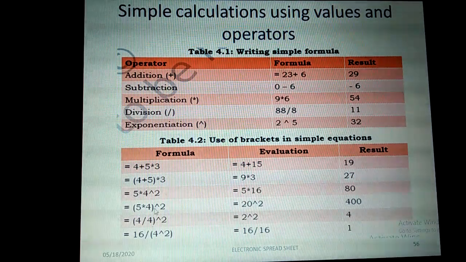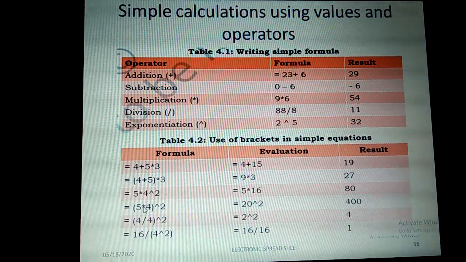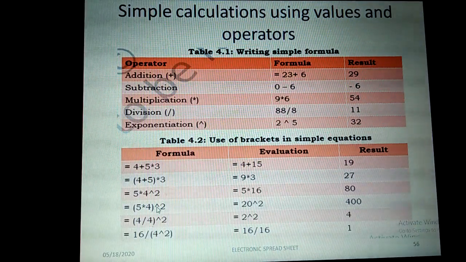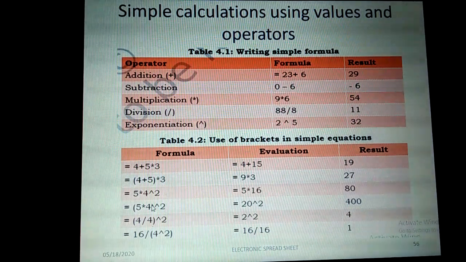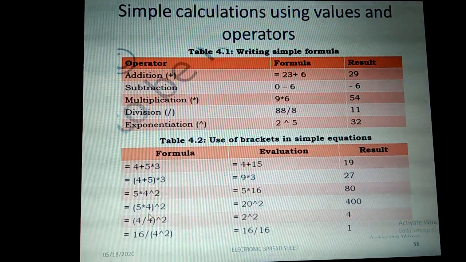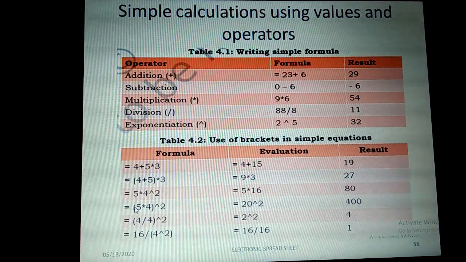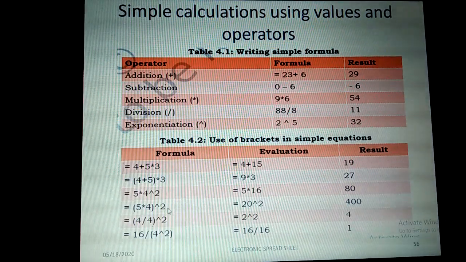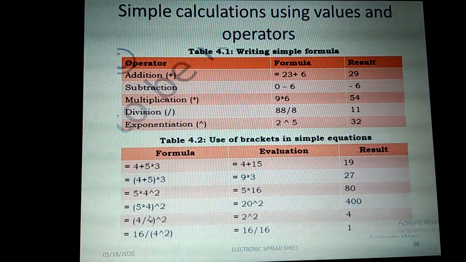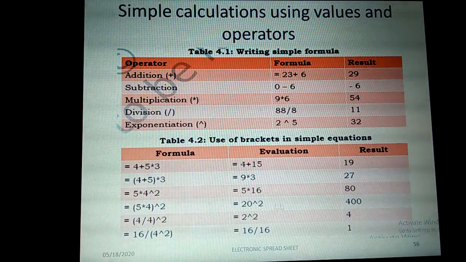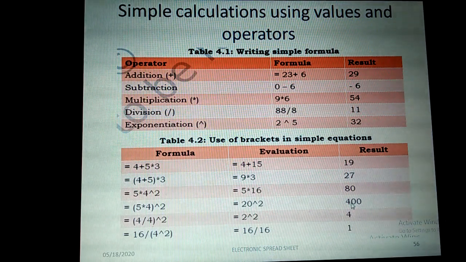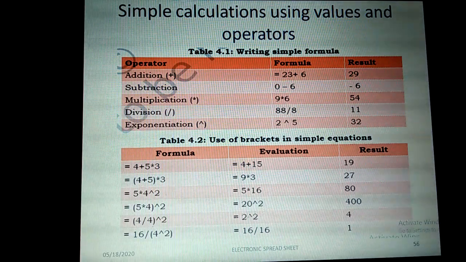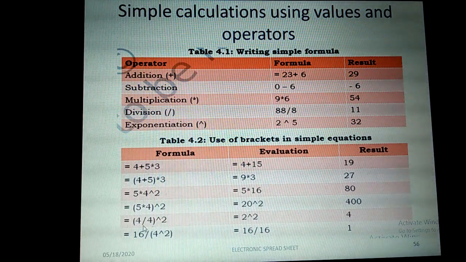Next is 5 star 4 cap 2, with brackets. Here, star and power have higher priority, but another operator is also used, that is the parenthesis or bracket. The bracket has higher priority, so you need to evaluate 5 star 4 first. It will give 20 as the answer. 20 power 2 will give the answer 400. So 20 into 20, 400. 2 times you need to multiply the 20.